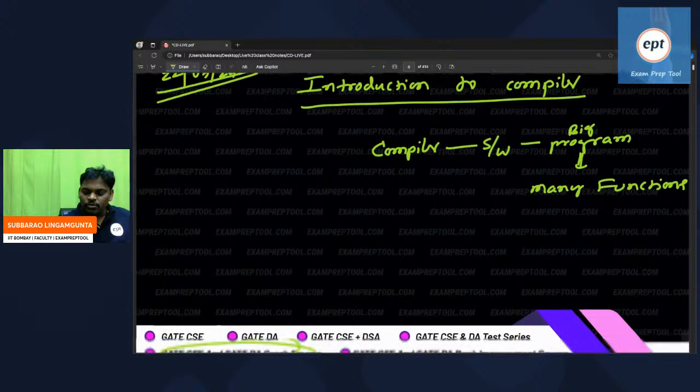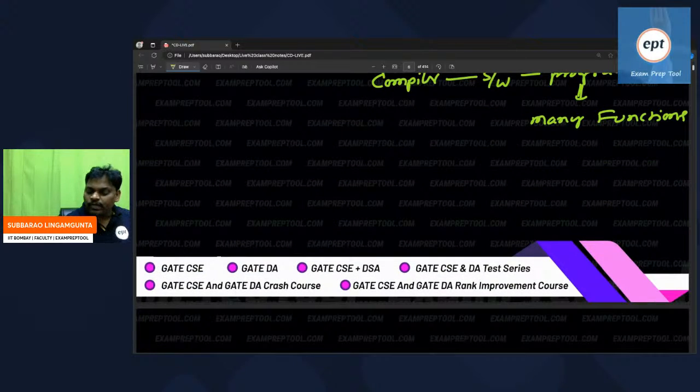As I mentioned, the functions I have also written, so let me write them now. Lexical analyzer is one function. Syntax analyzer is one more function. Semantic analyzer is one more function. Intermediate code generator is one more function. Code optimization is one more function. Target code generator is one more function.